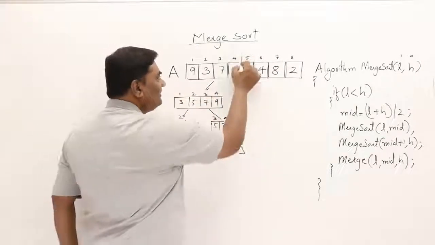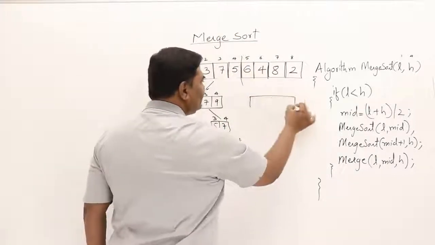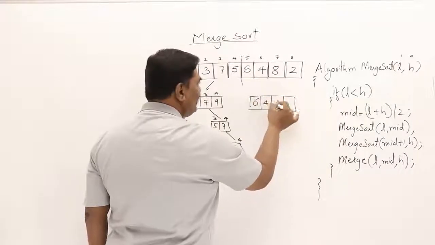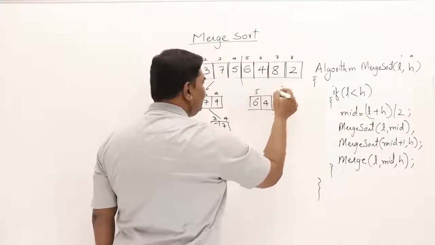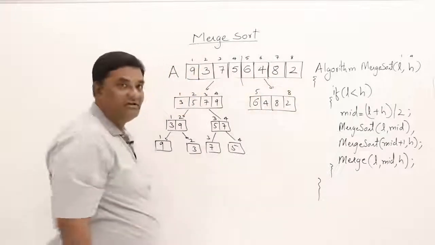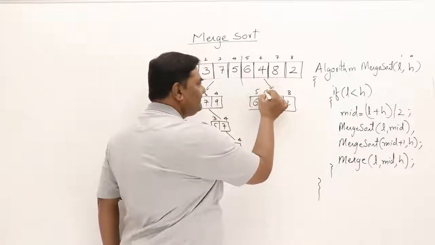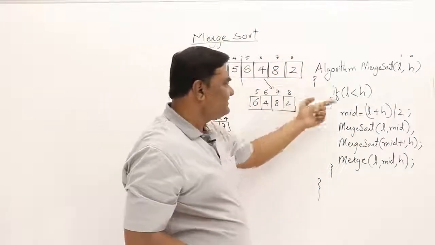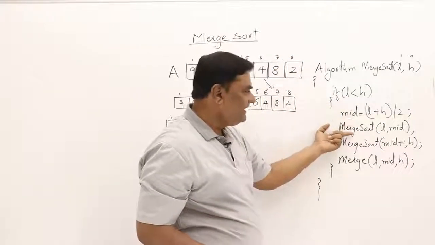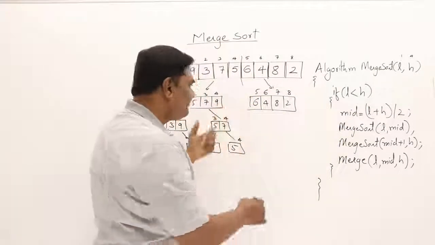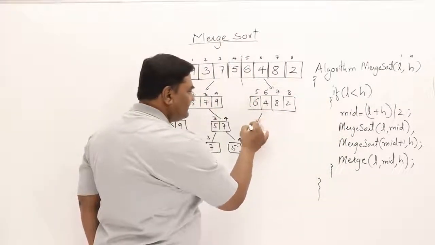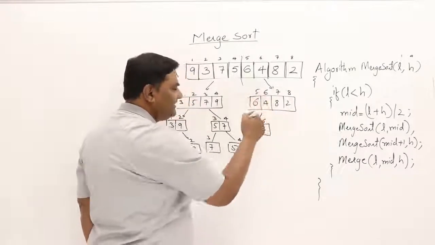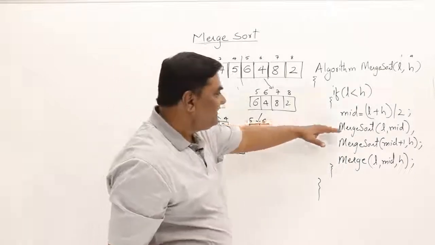Now it will go on to the right hand side. So this part, the second part for this one, will be 6, 4, 8, 2, and this is from 5 to 8. On this one it is called, 5 is less than 8. Yes. Again find out mid and call merge sort on the left hand side. So this will become 6, 4, indices 5, 6.